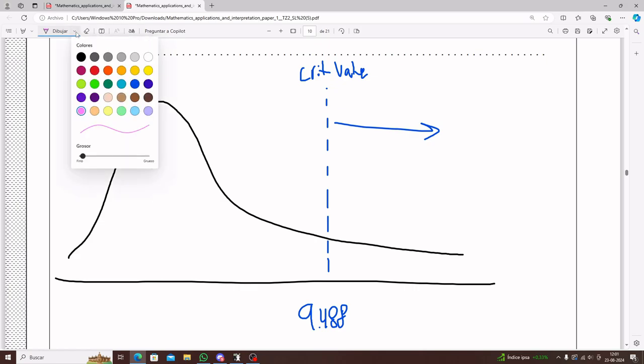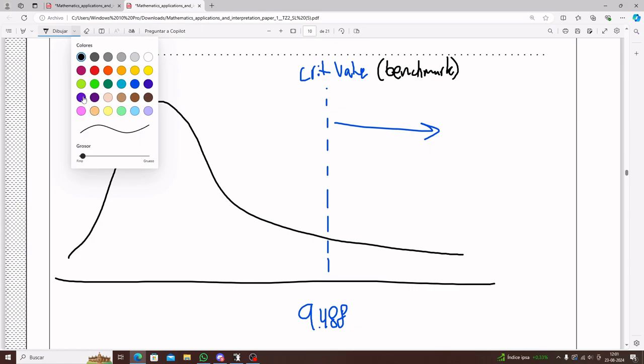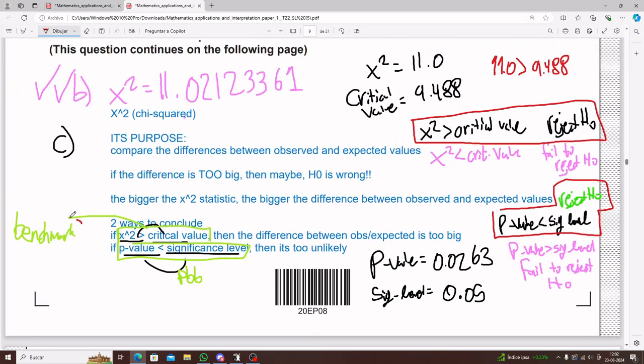See? Now, that's my critical value. This is a little bit like your benchmark. See, like anything beyond this, you have to really question yourself what is going on. And the chi-squared that we figured out was 11. This was my chi-squared. So clearly, it's to the right of the critical value. It's to the right of the benchmark. So it's a little too far out. The difference between your expected and your observed is a little too much. So that is how you would interpret this. See? That is in the sense of like you're comparing benchmarks and stuff like that.